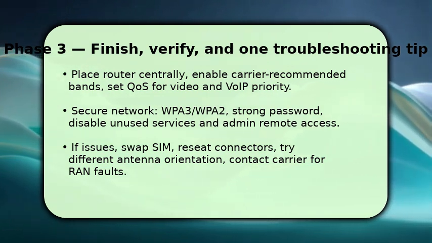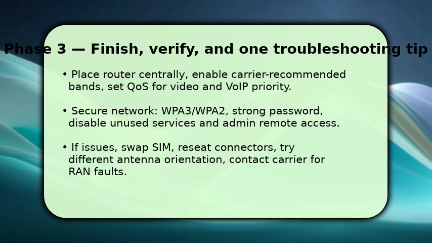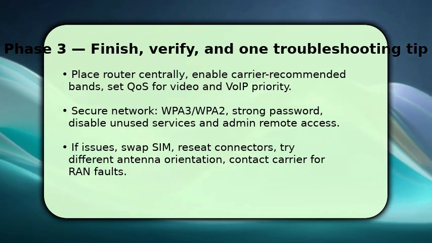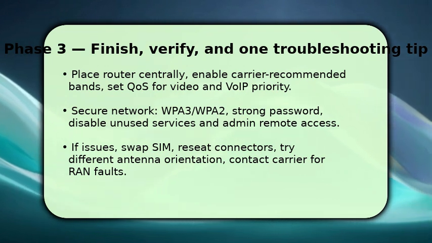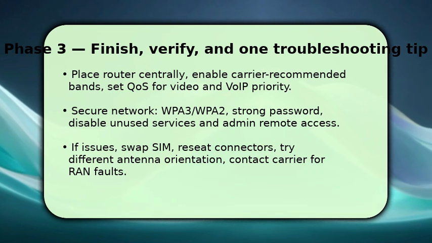If you run into problems, try simple fixes first. Reseat the SIM, check connectors, rotate the antenna, or replace the coax. If performance still lags, contact the carrier to check radio.